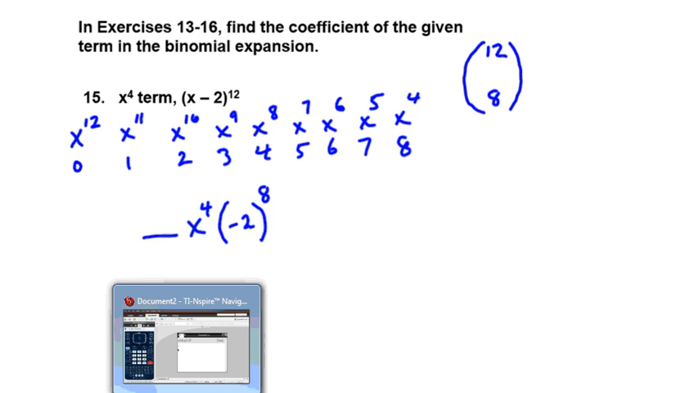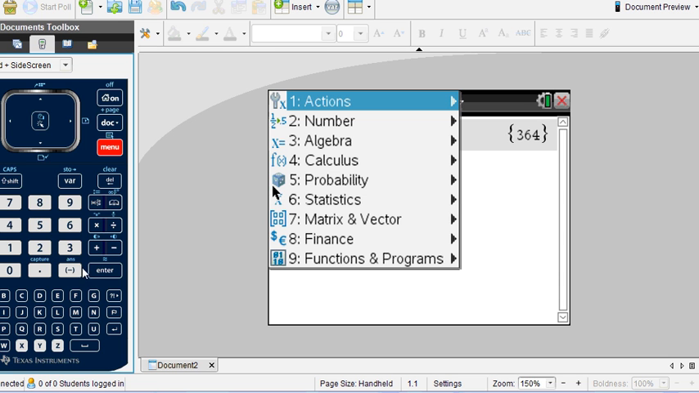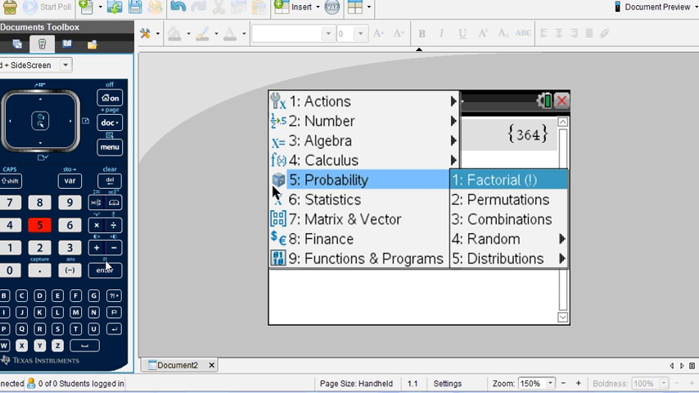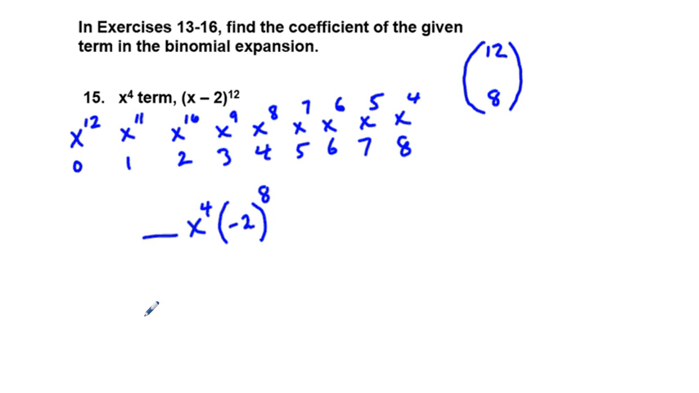We're going to have 12 choose 8. We go to our menu again, probability, combinations. We're going to go 12, comma, and then our bracket here, which we get by pressing Control and 8. And when we press that in there, we get 495. So we go back to our exercise, and we're going to get 495.